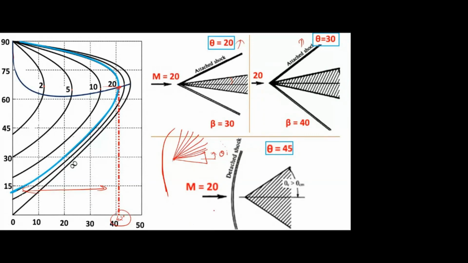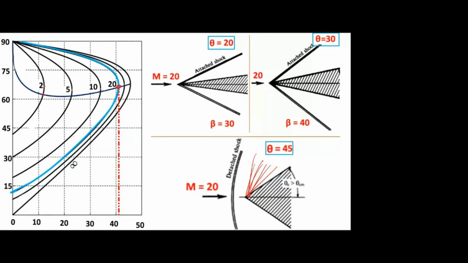Okay, so that we are calling theta max. Up to this theta max, the wave will be attached. After that, if you increase the theta, the wave will be detached. This detached wave is like a bow shock. We don't call this an oblique shock. This is a totally different shock. Only up to this theta, the oblique shock properties and so on are applicable.